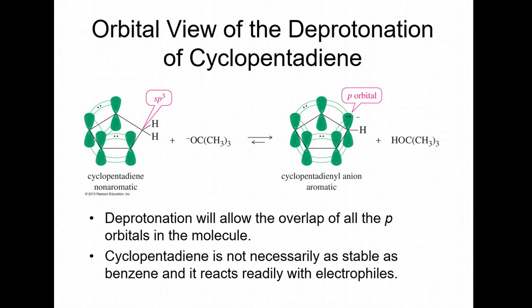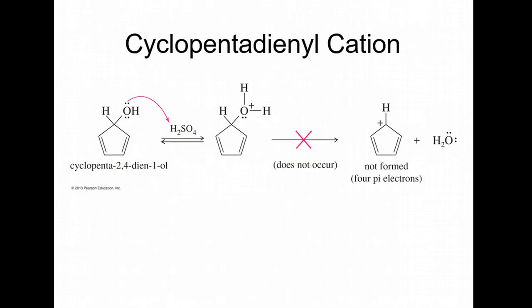It does react as a nucleophile. So I can take this carbon and start adding it to a carbonyl and other things, and it still reacts in an SN2 fashion, but it also is aromatic. It will also act as an aromatic compound. Cyclopentadienyl cations are not very stable.